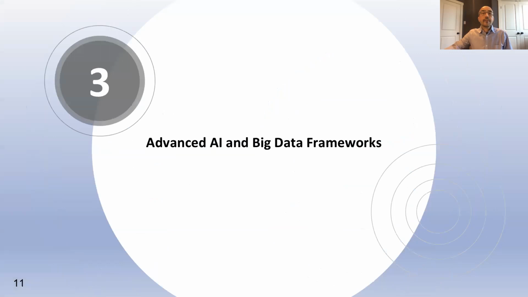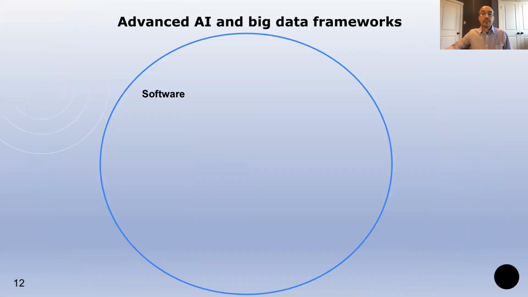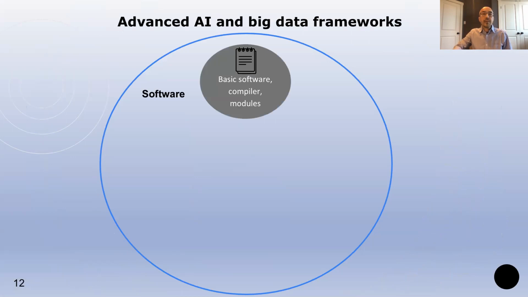Okay, what do we have for AI project development on our system? I just introduced our hardware. So what software do we have? First, we have the basic software an HPC cluster should have: the compilers and the modules that come with the HPC cluster.